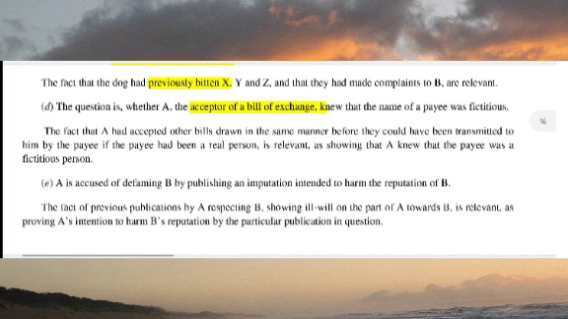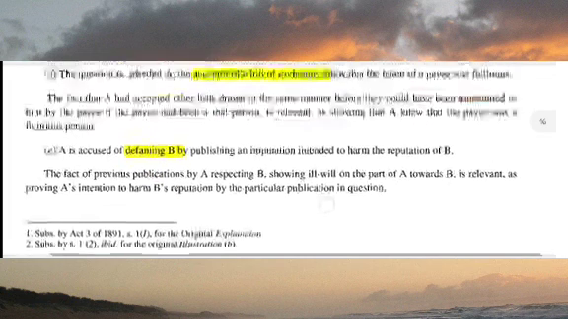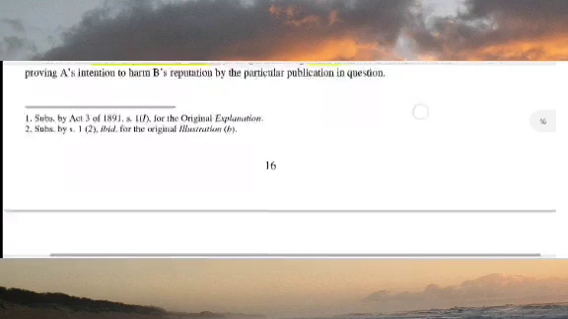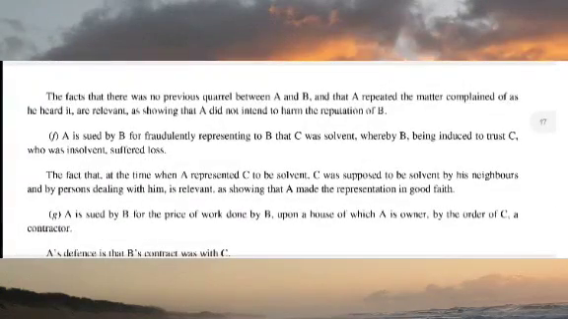Acceptor of a bill of exchange. A had accepted other bills in the same manner before they could have been transmitted to him by P. If P was a real person, it is relevant, showing that he knew that P was a fictitious person. Defamation: imputation intended to harm the reputation of B. The fact that previous publications by A respecting B, showing ill will on the part of A towards B, are relevant. Anything previous is relevant. No previous quarrels between them is also relevant.